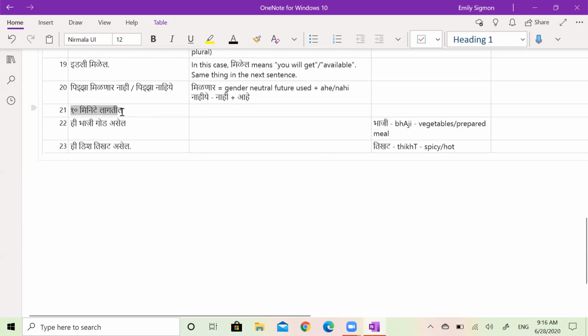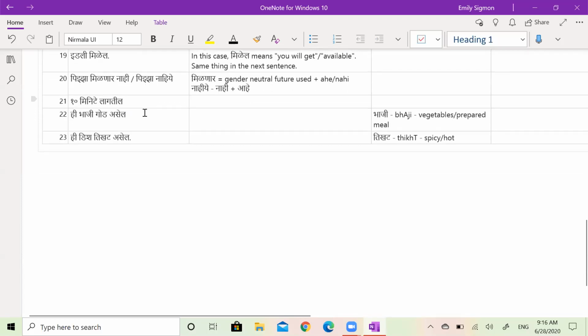Daha minite lagtil. So lagtil in this case is lagne from earlier. It will take 10 minutes. How will you make the past tense of it? It took 10 minutes.